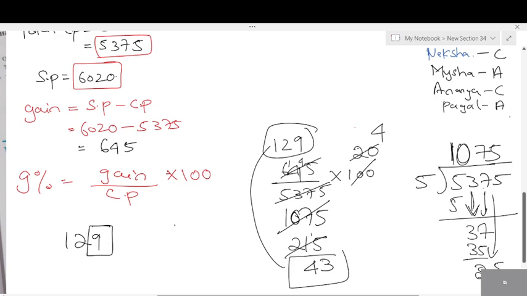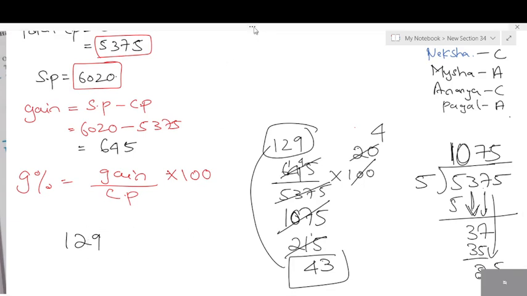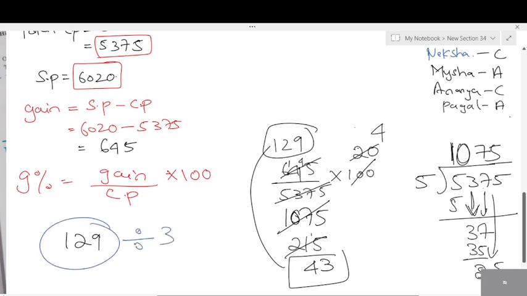Then 3. How will a number be divisible by 3? Now, what rule did I tell you all? If you add everything, what do you get? 1 plus 2 plus 9. 12. Is 12 divisible by 3? 12 is divisible. Yes. So we can use 3 times to divide this.